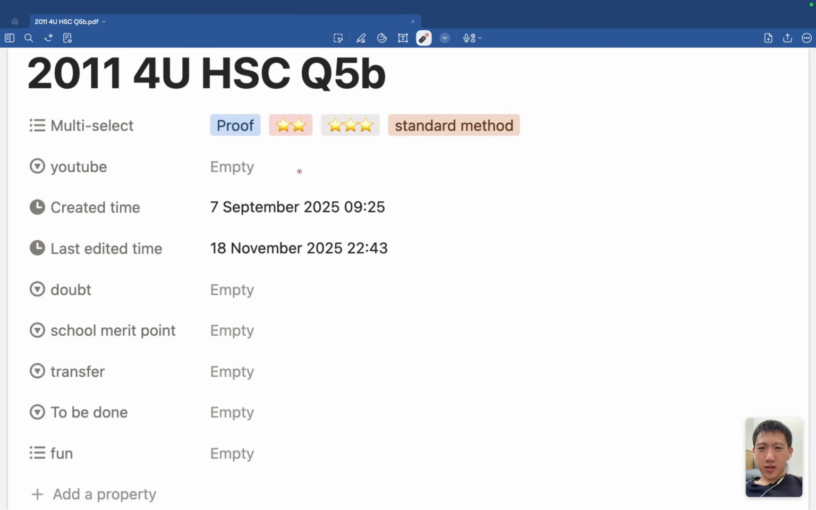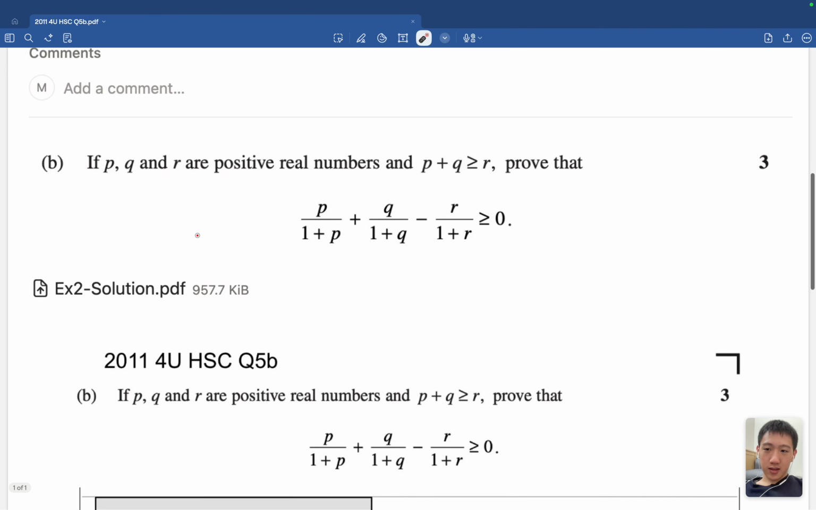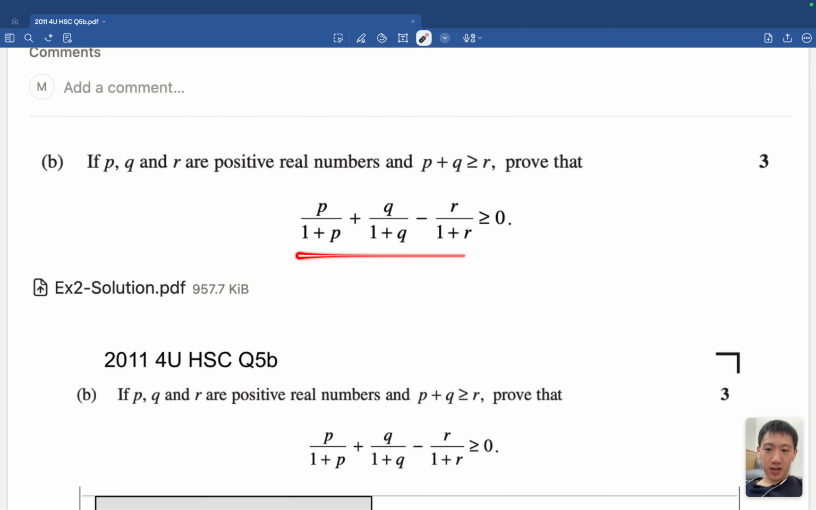Let's look at this 4-unit question, a proof question. It's not as hard as yesterday's question because it's not that early and I still have a depth study report to finish. So let's look at it. It's a very short question, 3 marker, prove this inequality.